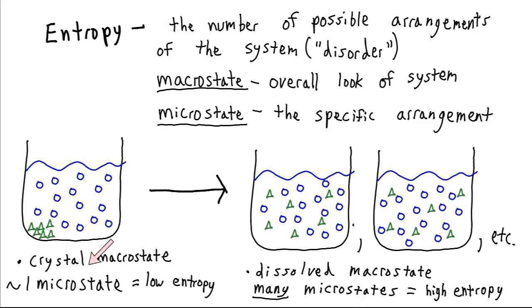So this first case is our low entropy case, where we have only one microstate corresponding to the crystal macrostate. And our second case is the one with many microstates, and that's the one that we are going to tend to over the course of time. That's why substances tend to dissolve, given the opportunity.